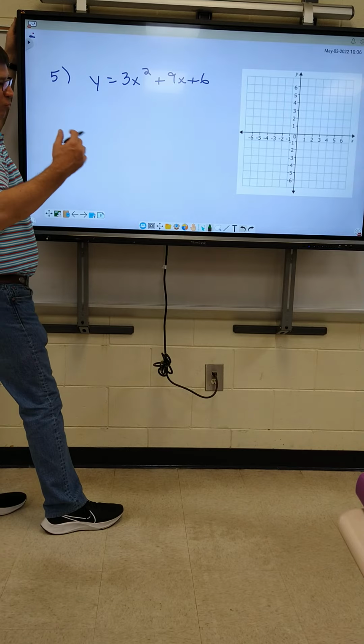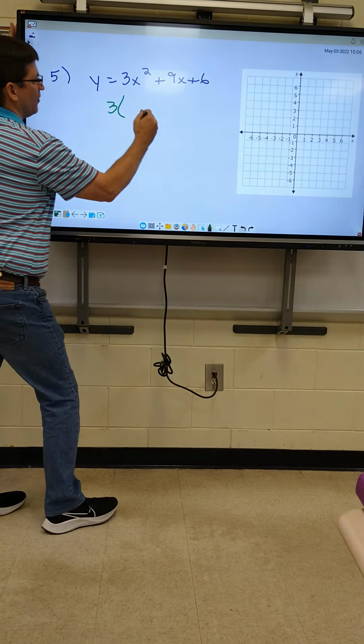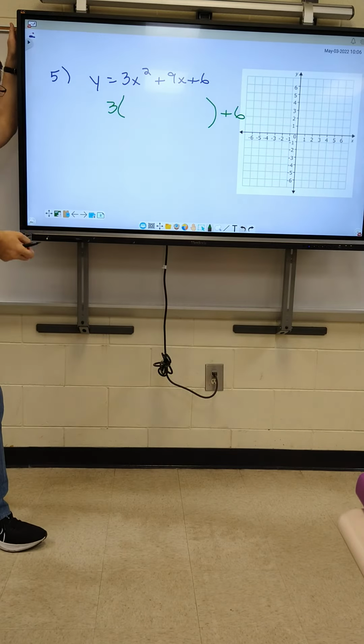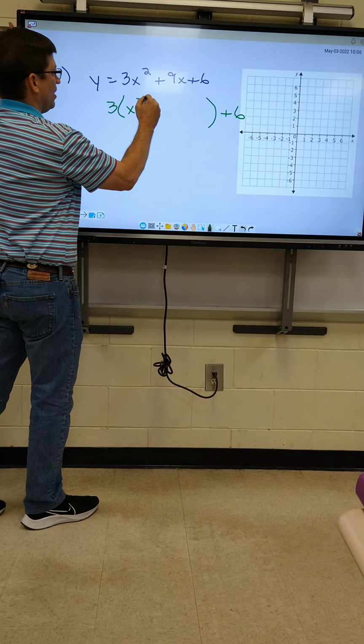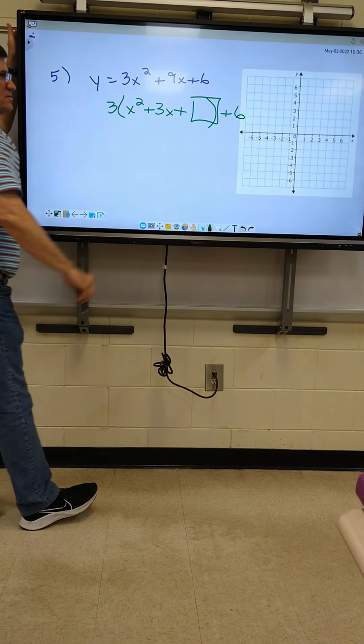All right, so Sarah, what do we divide everything by to start off? 3. So we put a 3 out front. Remember, you move the plus 6 down because it's not in the group, so you don't divide by it. So I get an x squared, 9 divided by 3 is 3x. I'll stop here and see if anybody has a question yet.